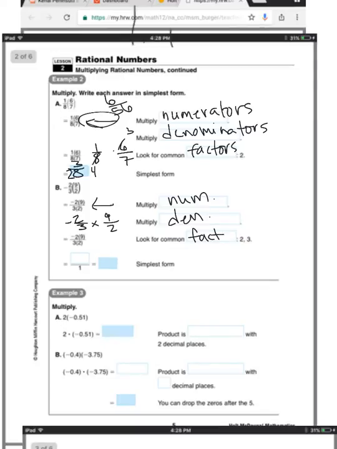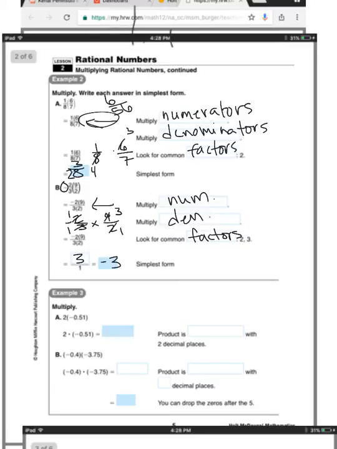In this case, we have common factors because we're looking diagonally. 2 and 2 are common factors, so we can say 2 goes into 2 once. And then 3 and 9 have a common factor of 3, so 3 goes into 3 once and into 9 3 times. Then we can multiply straight across and get 3 over 1, which is negative 3, because remember in the beginning there was a negative sign there.